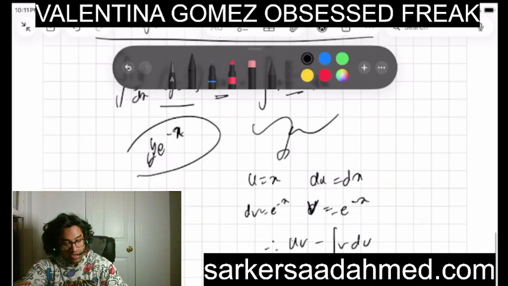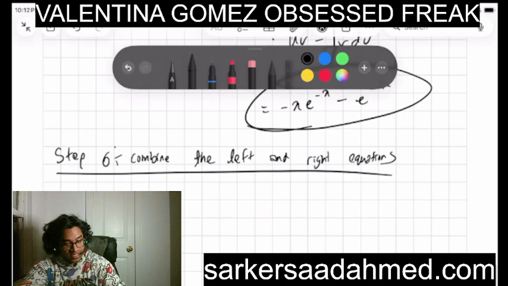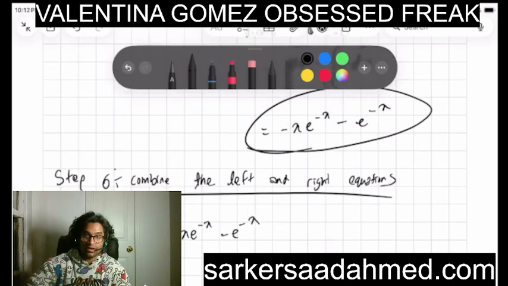So now I'm going to combine the left and the right. Step 6, combine the left and right equations. I'm going to have y e to the power minus x is equal to minus x e to the power minus x minus e to the power minus x.